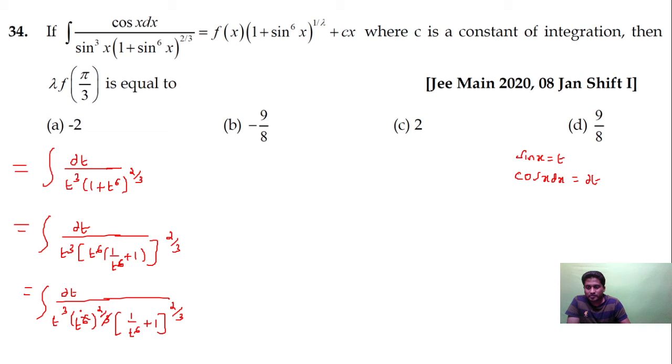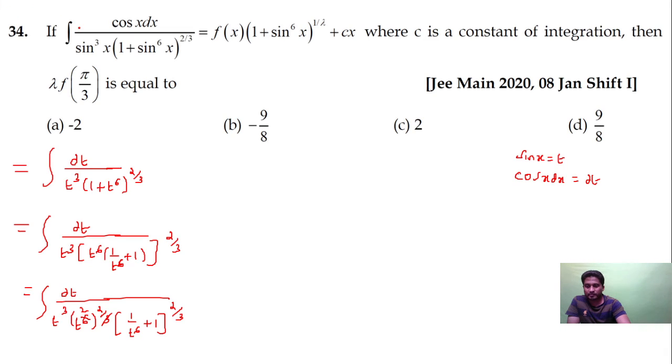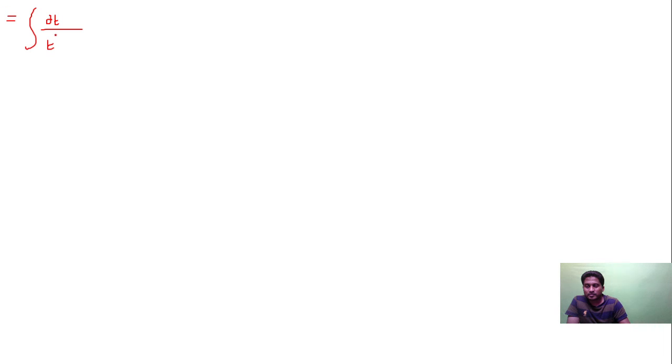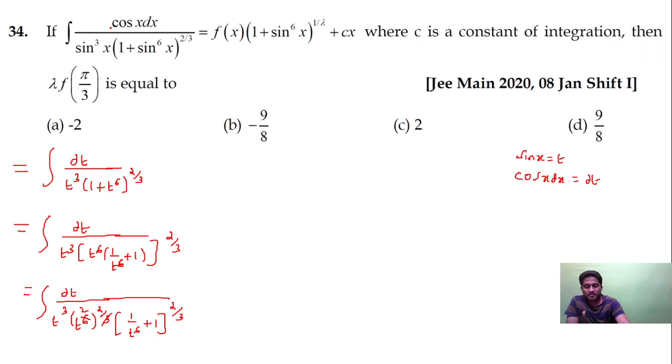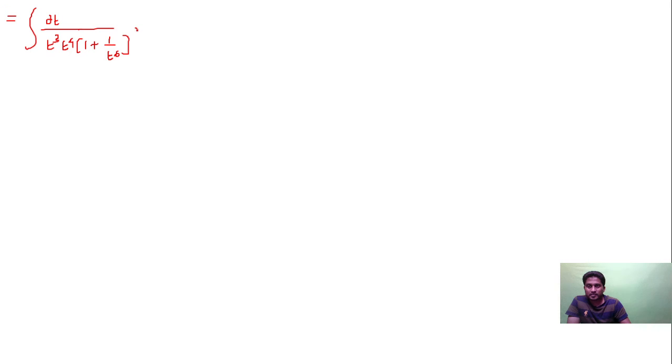This will cancel 2 times. You get t power 7. So this becomes integration dt divided by, as powers are added, you get t cube into t power 4, and then 1 plus 1 by t power 6 whole to the power of 2 by 3. So integration of 1 by t power 7 dt divided by 1 plus 1 by t power 6 whole to the power of 2 by 3.